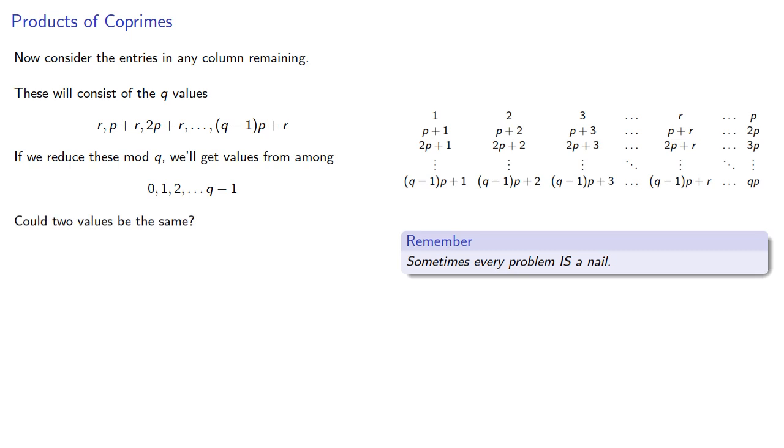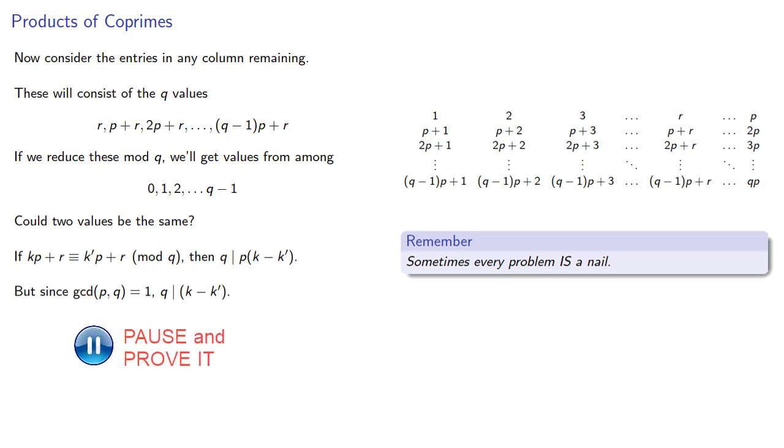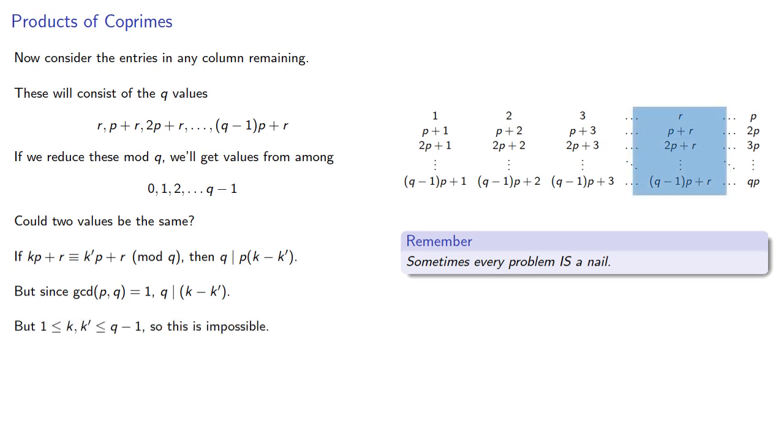Well, let's suppose they are. Then if they are, q has to divide their difference. But by assumption, the greatest common divisor of p and q is 1, which means q has to divide the difference k minus k prime. But remember, these numbers go up to q minus 1, so it's not possible for q to divide the difference, so the values have to be distinct.